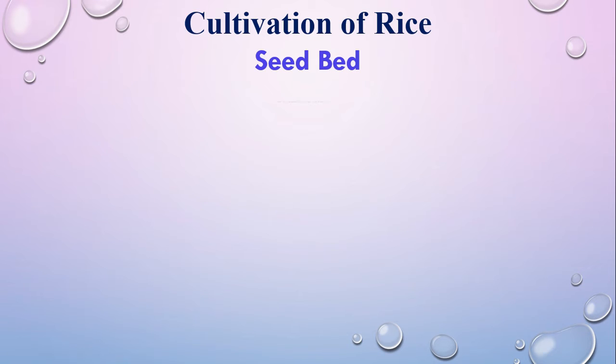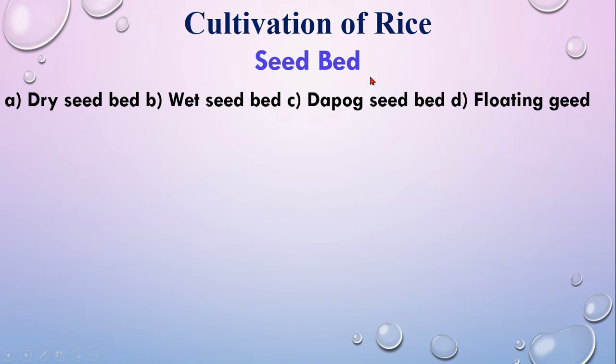Next one is seed bed. This one is very important for rice cultivation, because we know that for rice cultivation, seed bed is mandatory for all types of rice cultivation. There are 4 types of seed bed in our country, which are dry seed bed, wet seed bed, dapok seed bed, and floating seed bed.